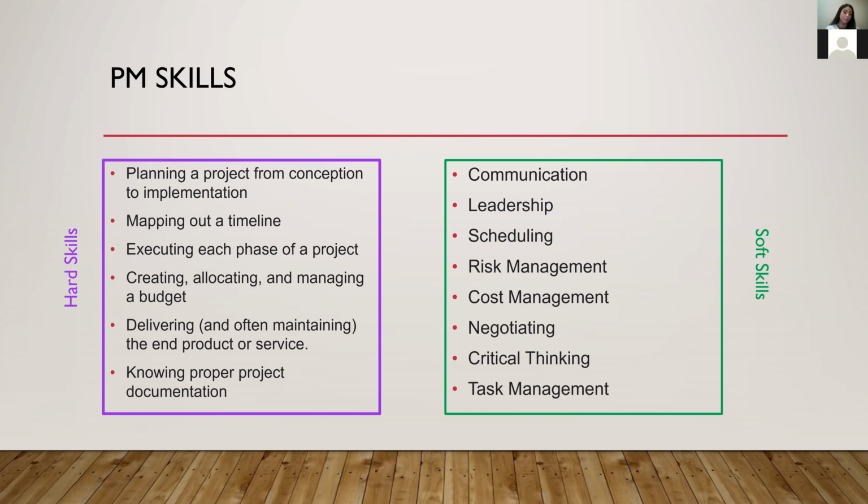Hard skills encompass pretty much, as I said previously, being able to plan a project from completion to implementation, being able to map out timelines, executing phases of the project from a development side as well as from a leadership side, and working with stakeholders face-to-face in a client-facing position, as well as delivering products. Keeping proper project documentation is also a skill that you really need to have and that you're really going to use if you're in a project management position.